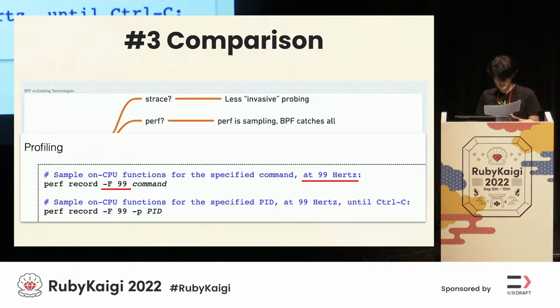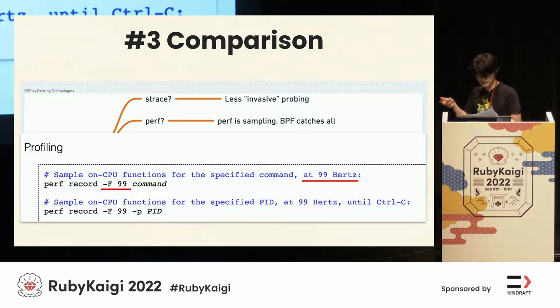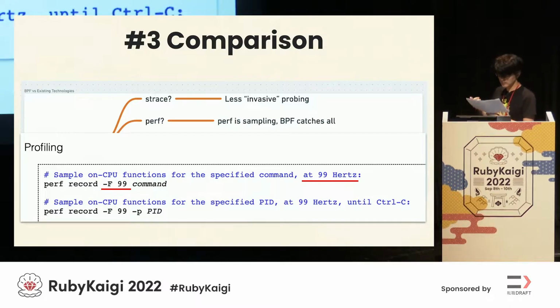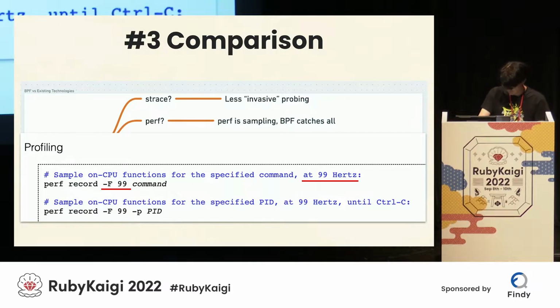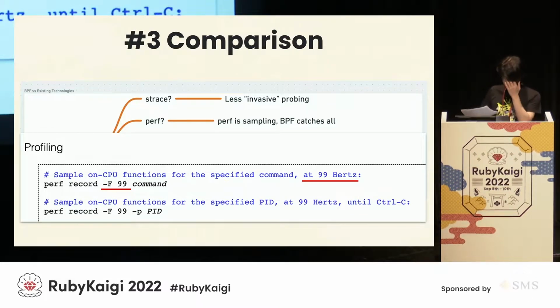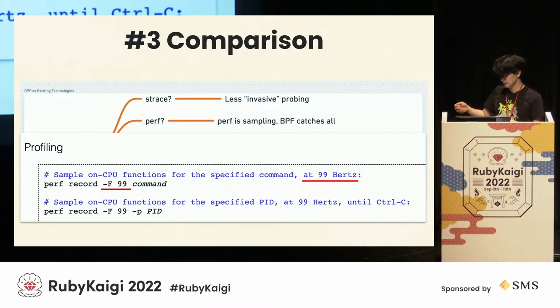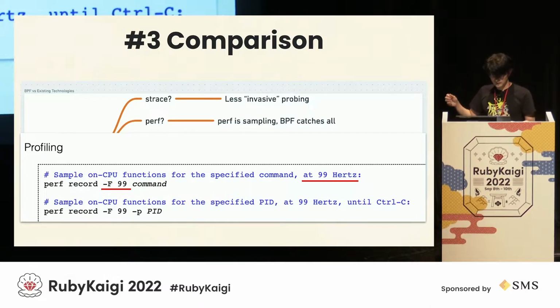The next tool is perf. Perf is very useful to find the function that is a bottleneck in a program or the whole system. However, remember that it is only sampling, but BPF can trace every call of functions. So BPF has some strong points over other existing tools.